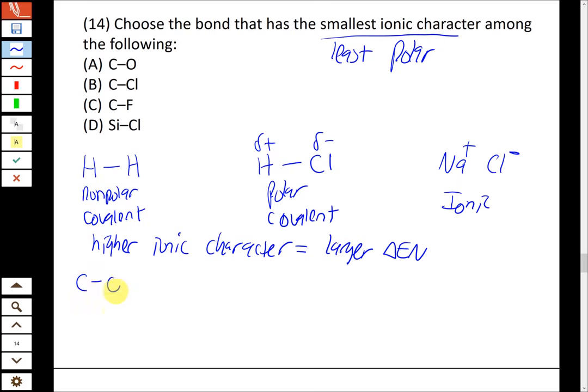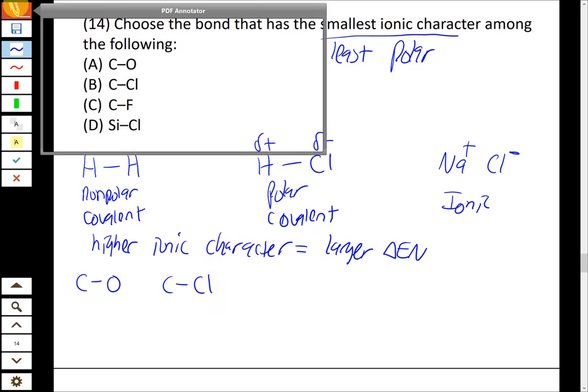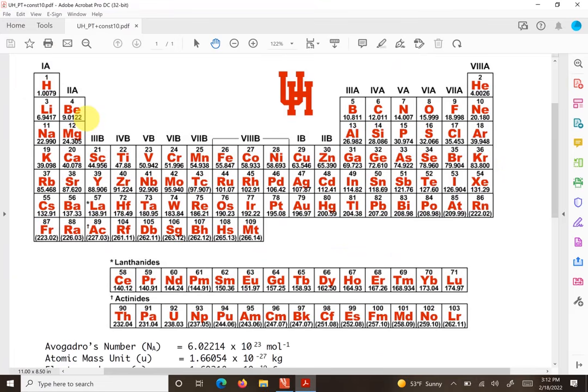So if we have carbon-oxygen versus carbon-chlorine, both of them have carbon in them, and it's helpful to remember some benchmarks. So carbon is here. It's going to be less electronegative than all the elements to the right of it, and it's also going to be less electronegative than most of the elements in the last column here. So carbon is less electronegative than both chlorine and oxygen.